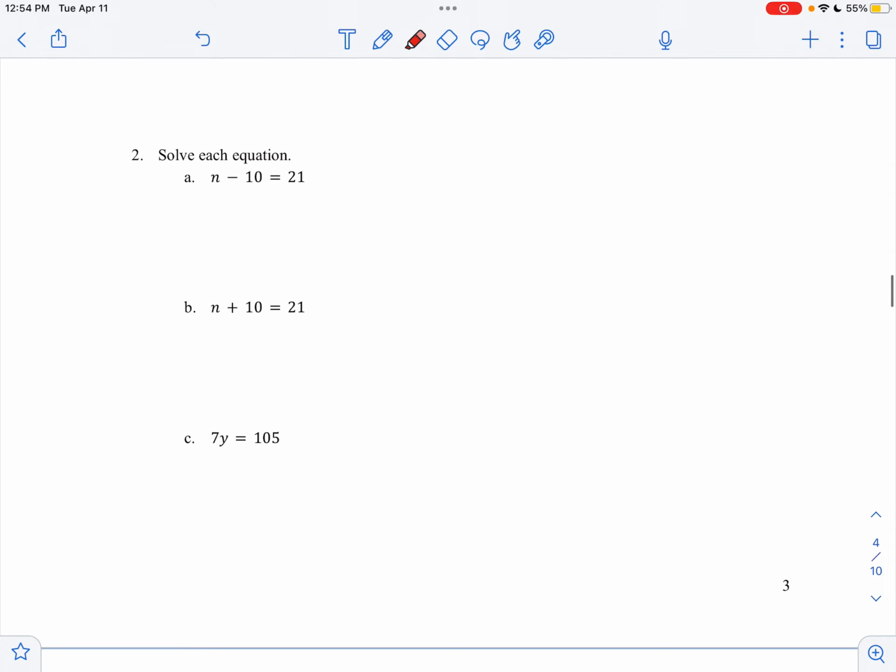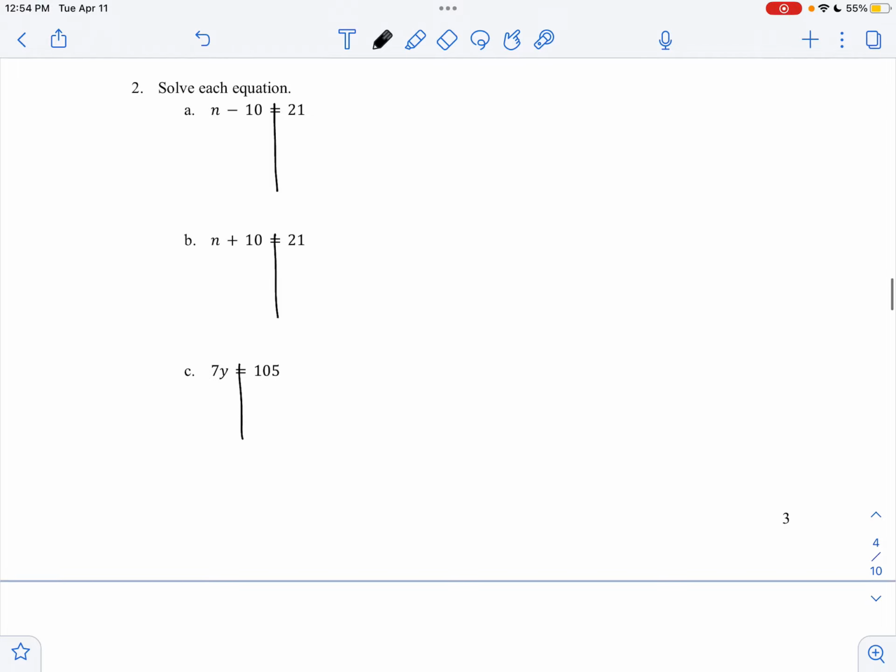In question 2, you're being asked to solve the equations. This is the same as the end of Monday night's homework, which I just demonstrated, or you could see in question 1 from Monday night's homework as well. It may help you to draw a line through each equal sign to remind you that you need to do the same thing on both sides.